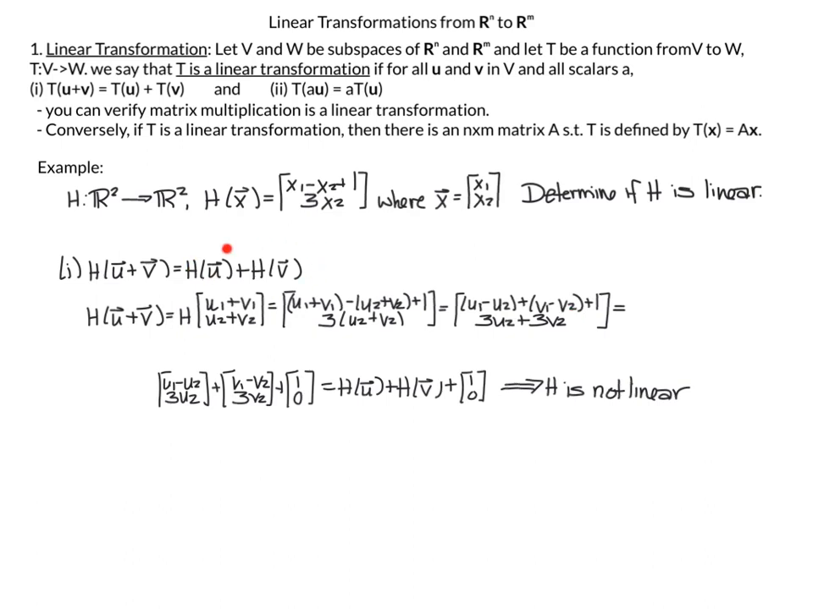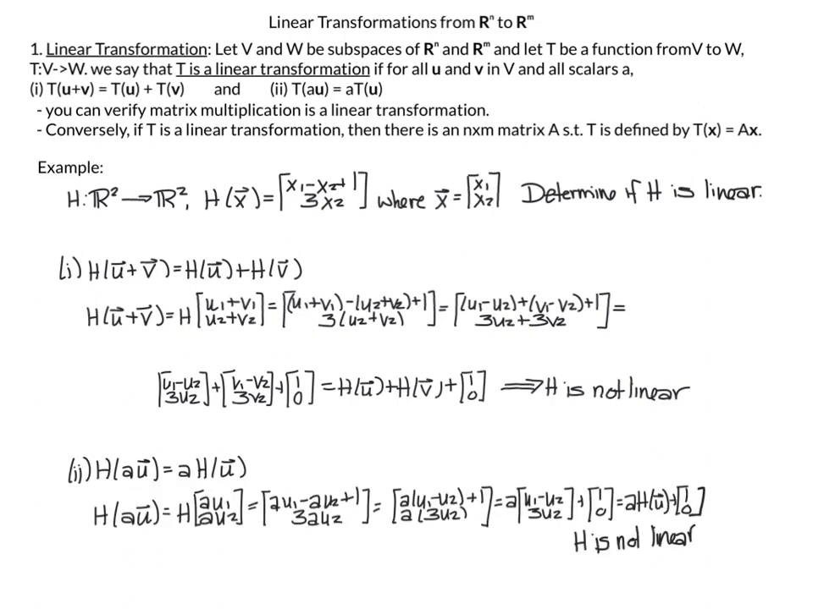And it does not equal h of u plus h of v, because we have this extra term. And therefore, I can conclude that h is not linear. If we just want to know that h is not linear, we can stop here. But for completeness' sake, I just wanted to show you what this half would also look like. So h of a scalar a times our vector u, we're going to look at what that looks like. So a times the vector u1, u2 is equal to au1, au2.